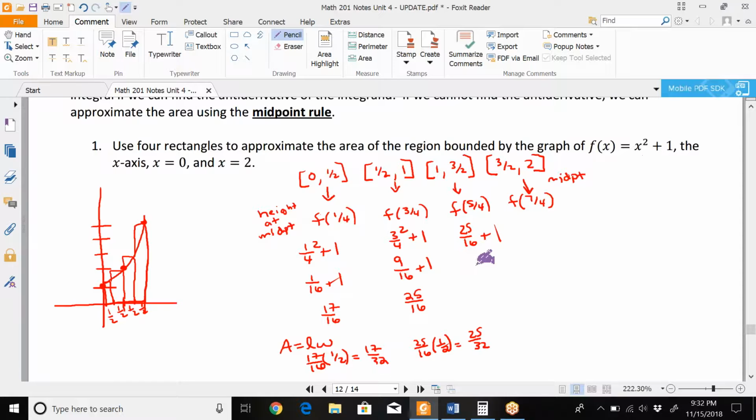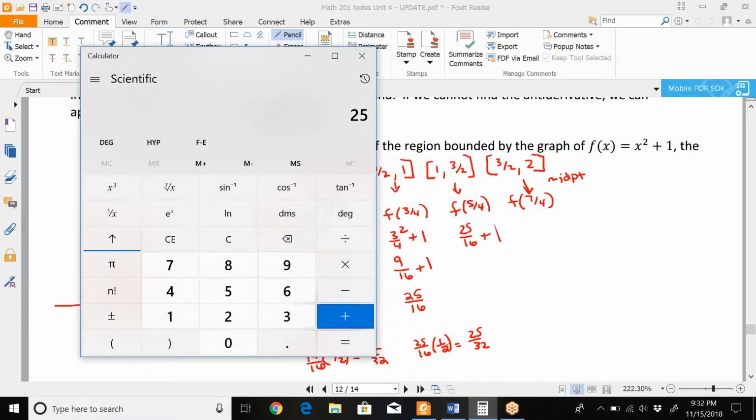Now do 5/4. So that's going to be 25/16, because you're getting the gist, plus the 1, because we're using our function here. So 25 plus 16, I don't know that off the top of my head. I think it's 41. Yeah, so 41/16, plus the 16/16 for 1. So that's going to be 57/16. So the area of this one is going to be 57/16 times the width of the rectangle, which is 1/2, or 57/32.